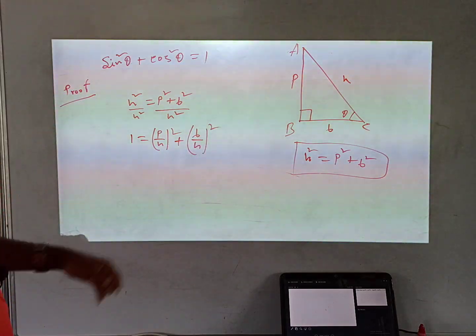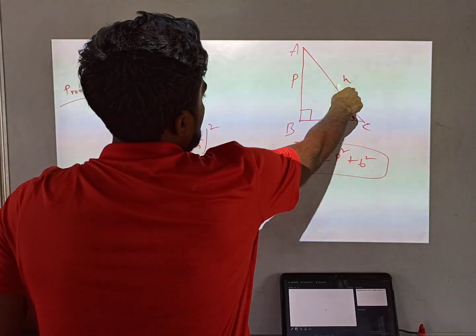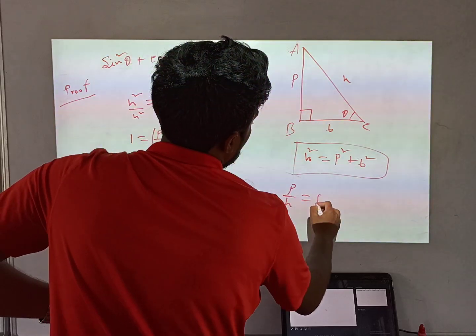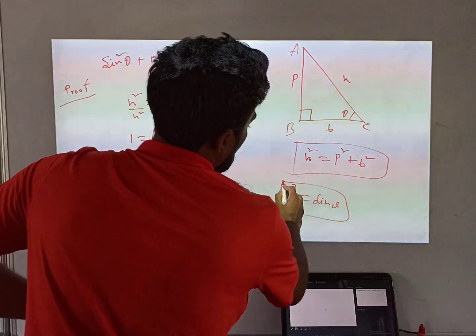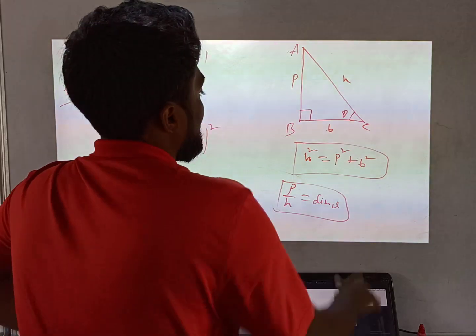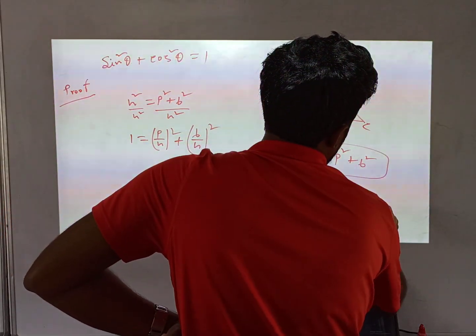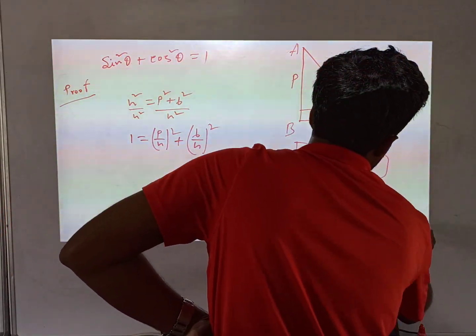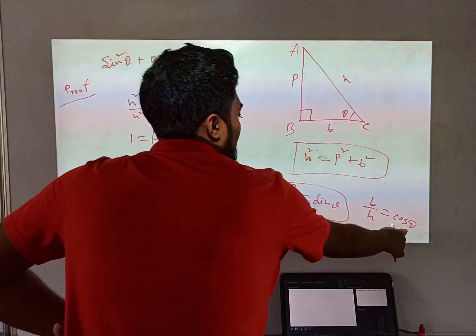Now you remember one thing, what is p by h? Perpendicular to hypotenuse, and we know that p by h, that is sin theta. Yes or not? And b by h, that is cos theta.